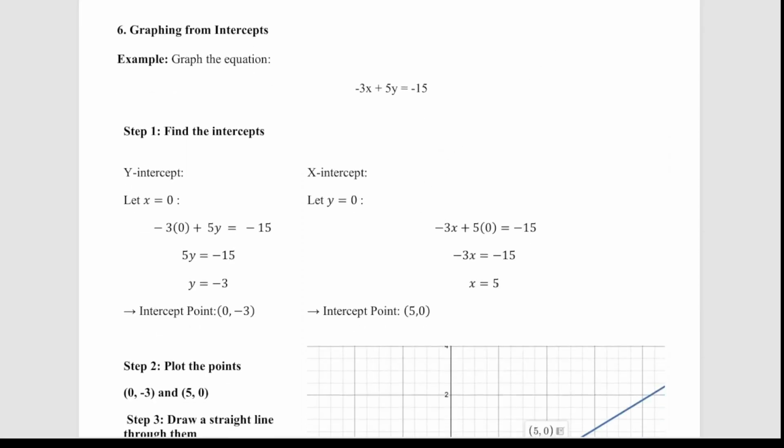We can also graph using intercepts. In particular, that is basically combining your knowledge of, hey, I can find points on a line by plugging in values, and hey, I know specifically some special values are that if we have an x-intercept, that means it crosses the x-axis, and that means y is 0, and if it's a y-intercept, that means it crosses the y-axis, and x is 0.